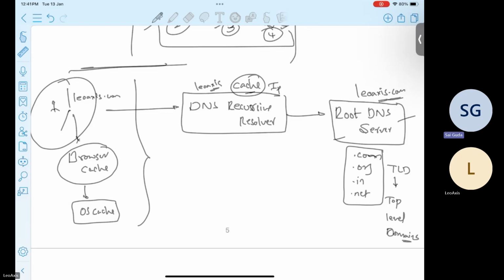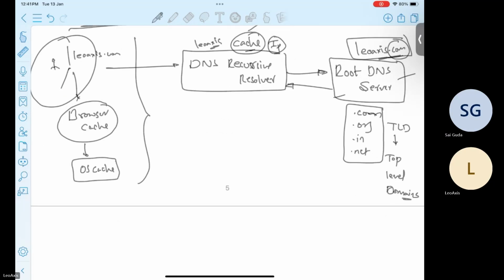So whenever the recursive resolver is unable to find the IP address details in its cache, immediately it asks the root DNS server, where is this LeoAxis.com details? Now the root DNS server is saying that I don't have the details, I don't store the details, but I know where exactly these .com servers are located. Right? This is what they reply to the recursive resolver. Now, taking the support from the root DNS server, the resolver again makes a call to the TLD servers, which maintain these .com details. Right? So that is how it is working.